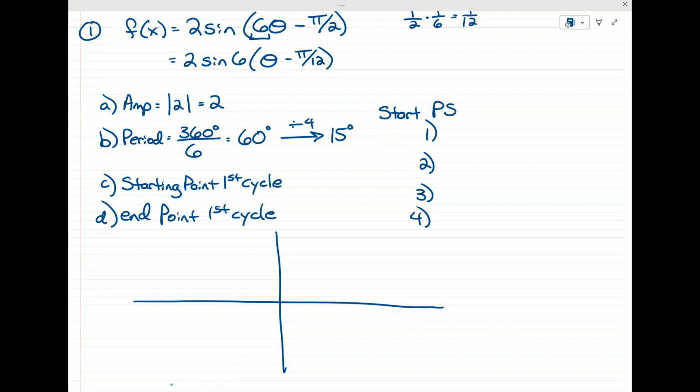The phase shift looks like it goes to the right pi over 12, which, by the way, what's pi over 6? 180 divided by 6 is 30. What's 30 divided by 2? 15. So this is really 15 degrees to the right. So the start phase shift is going to be 15 degrees right here.